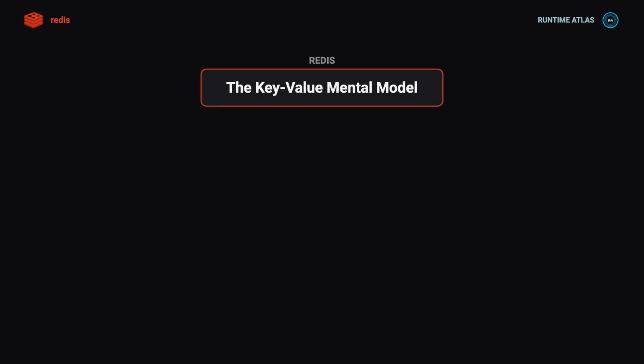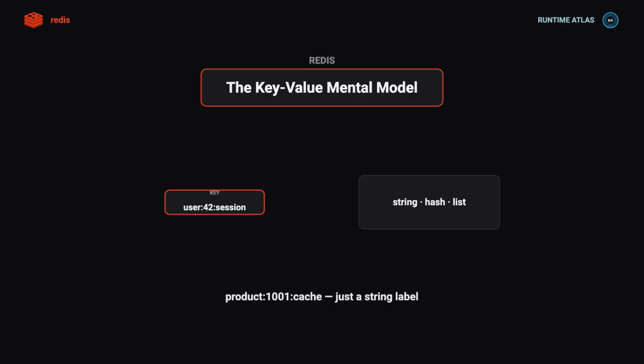Every piece of data in Redis lives under a unique key. A key is just a string label, like user 1042 session or product 1011 cache. The value behind that key can be a simple string, or a richer structure like a hash or a list. Your application never scans tables looking for rows. It asks Redis for a specific key and gets an immediate answer. That simple contract is the foundation of every Redis pattern you will learn in this course.